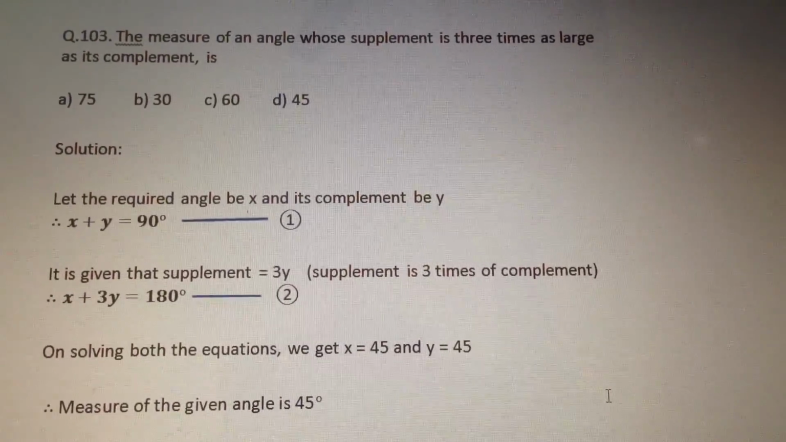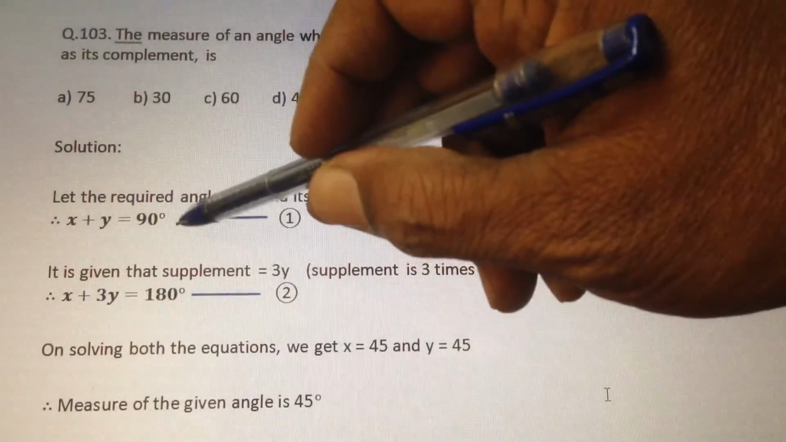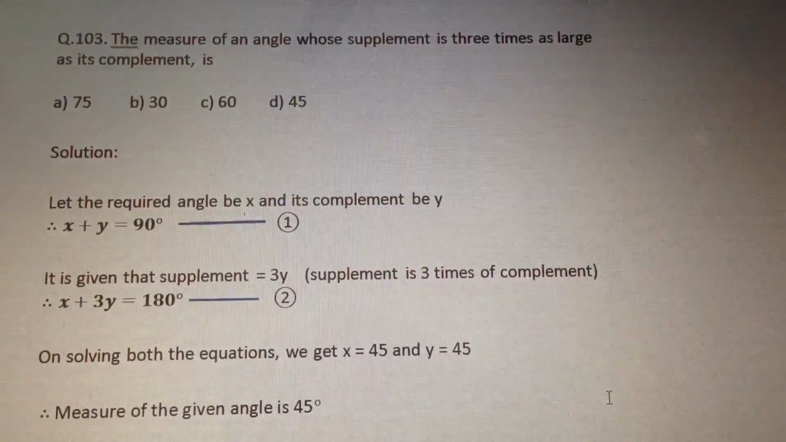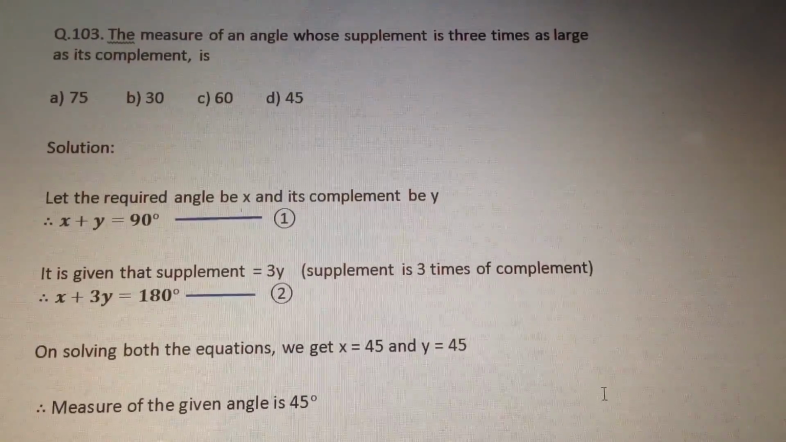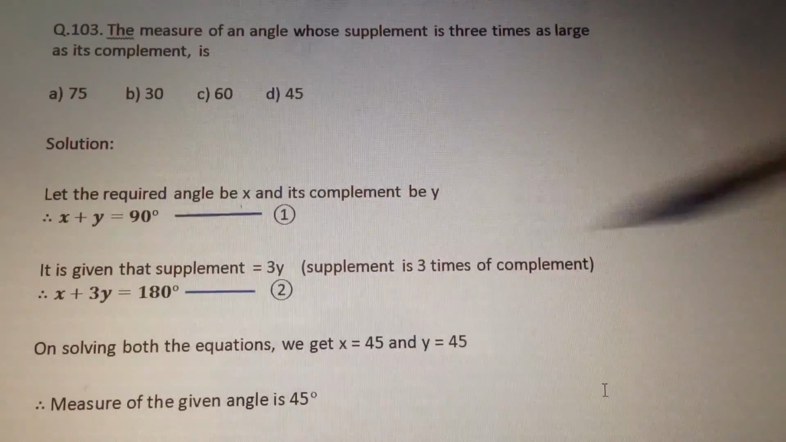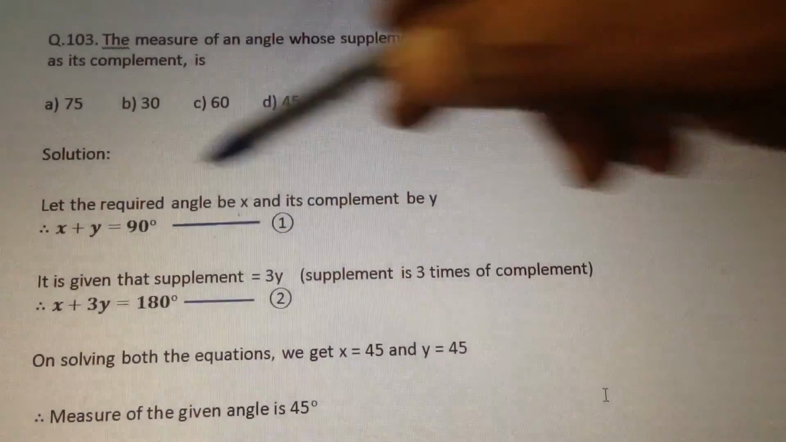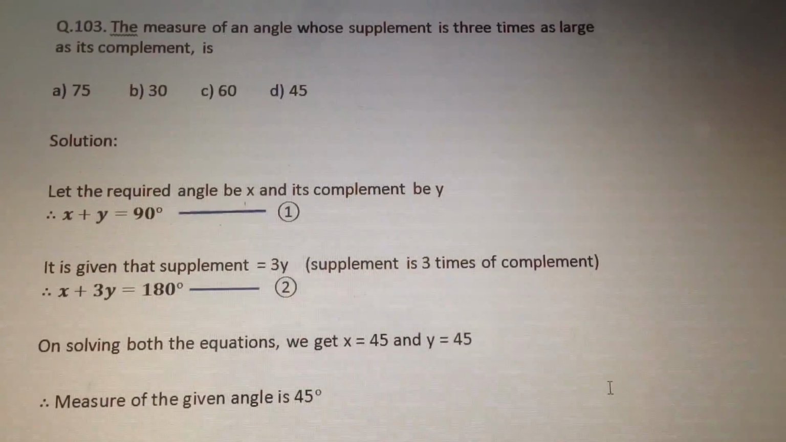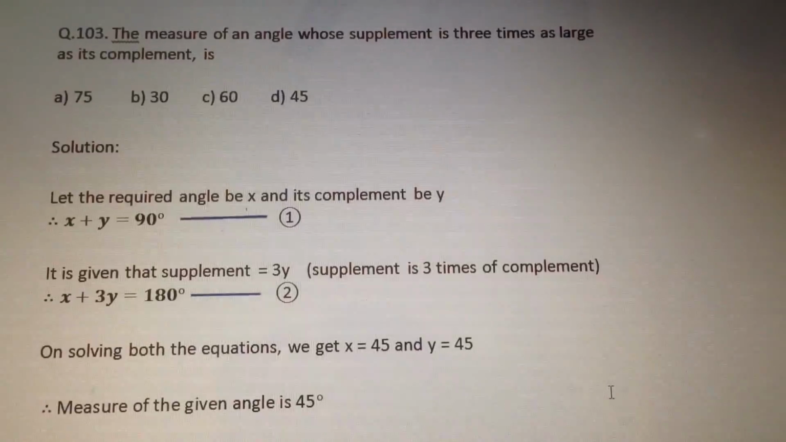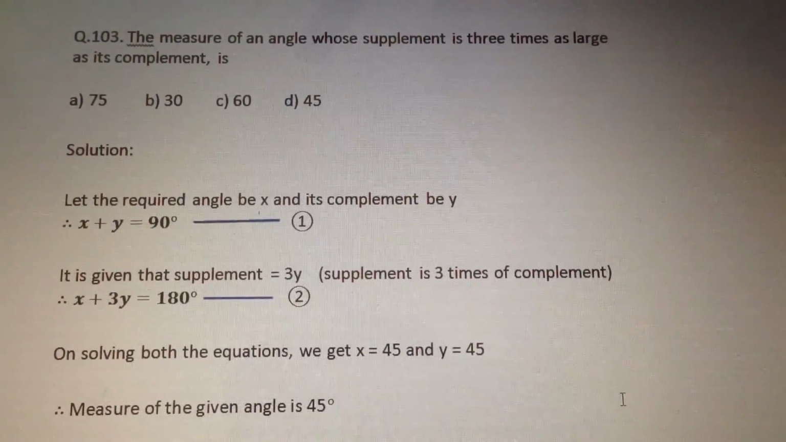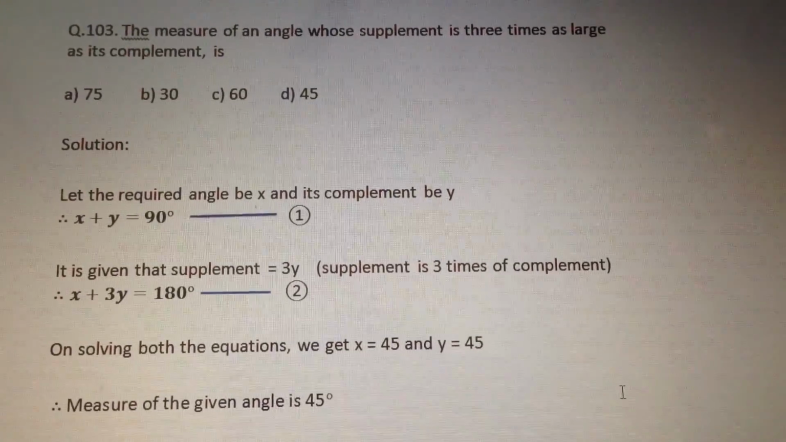We know the property that sum of the complementary angles is equal to 90 degrees. That means X plus Y is equal to 90 degrees. And we also know the property that sum of supplementary angles is equal to 180 degrees. That means X plus 3Y is equal to 180 degrees. These are the two equations, equation number 1, equation number 2. Let us solve the equations and find out the values of X and Y. On solving, we get X is equal to 45 and Y is equal to 45. Therefore, measure of the given angle is 45 degrees.